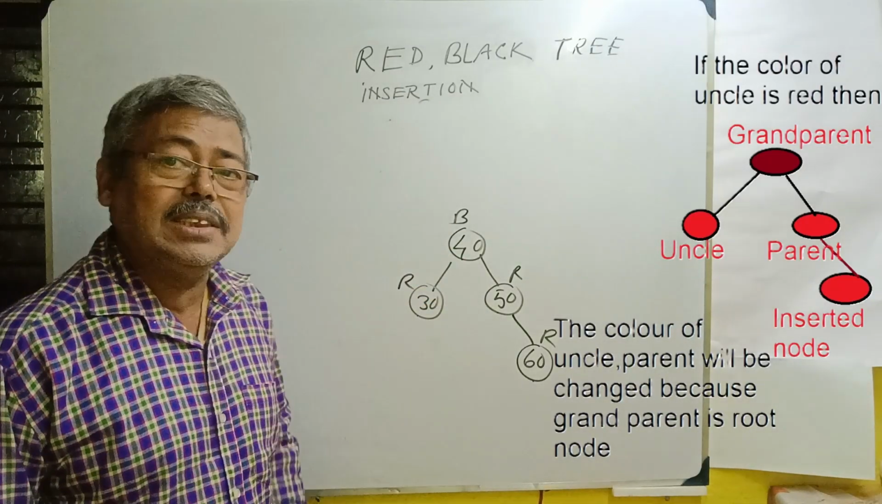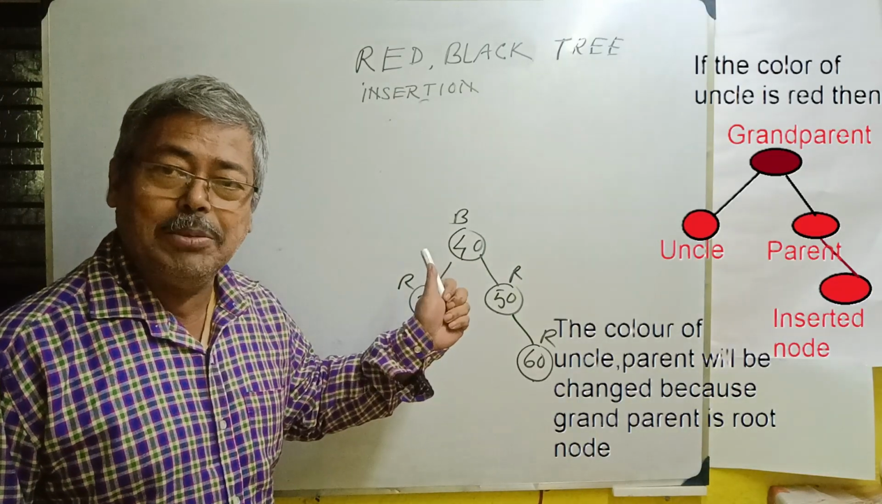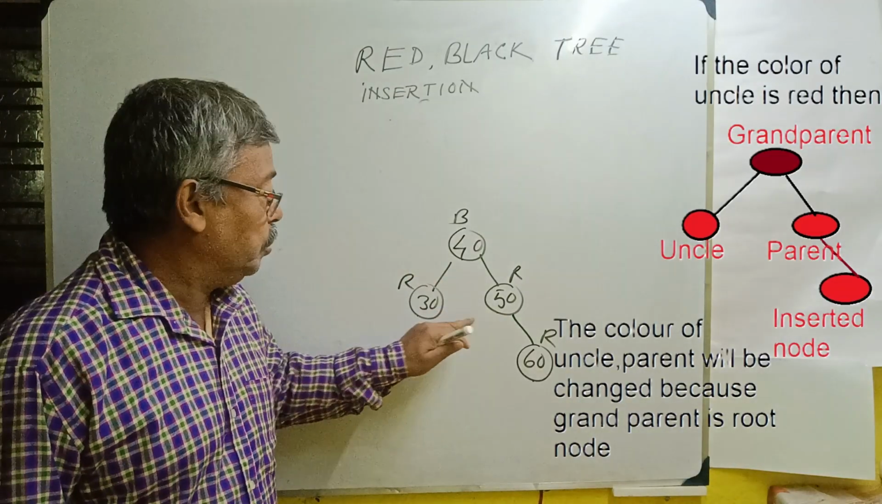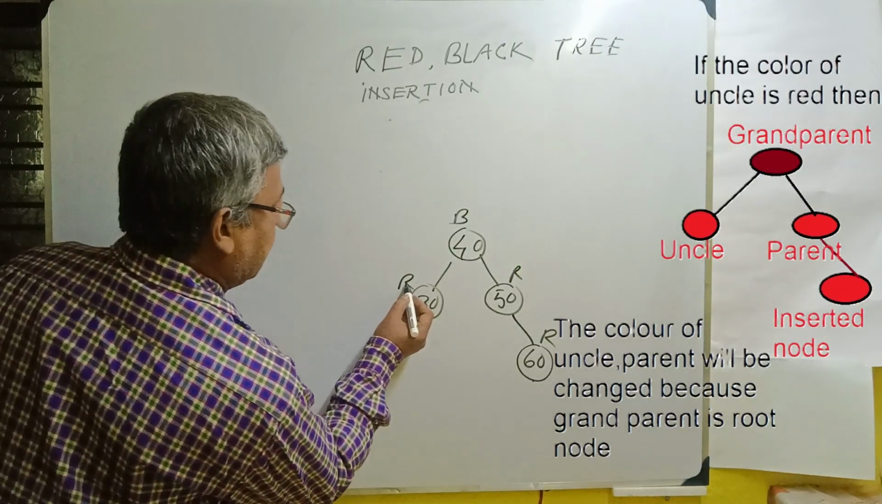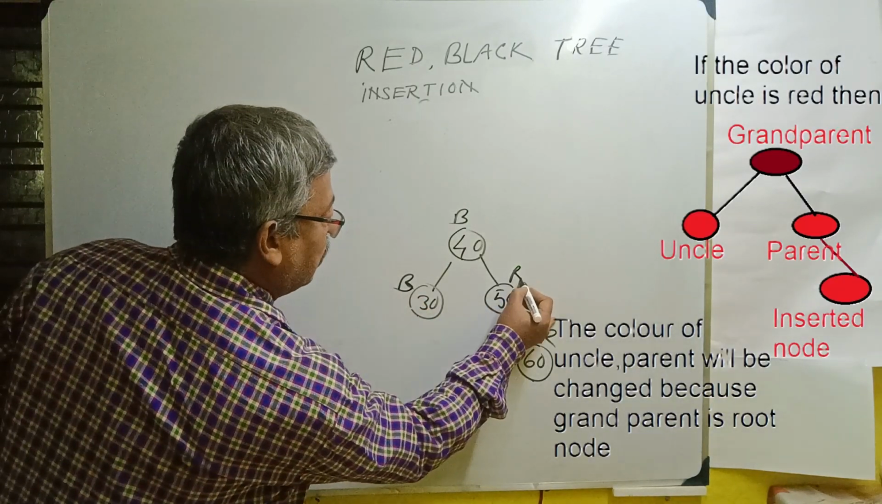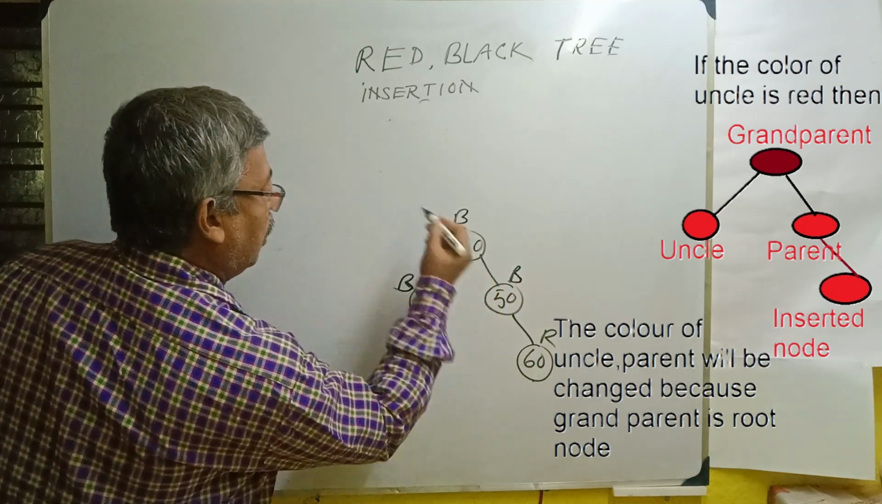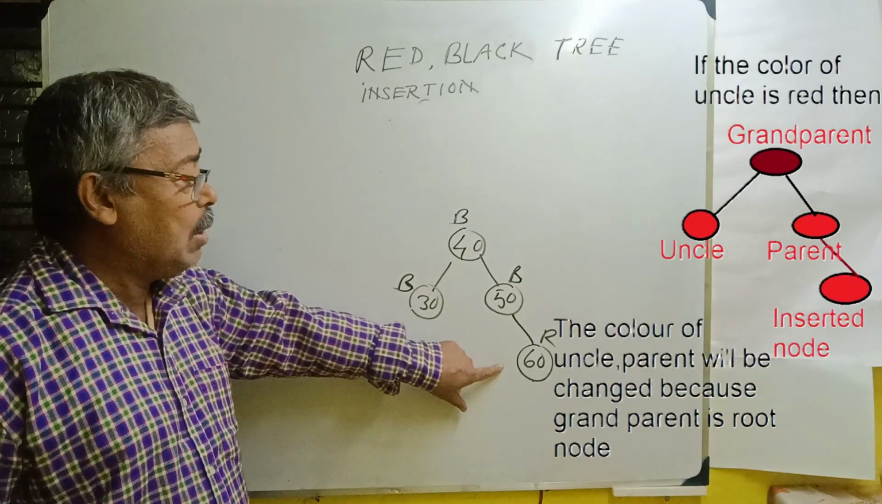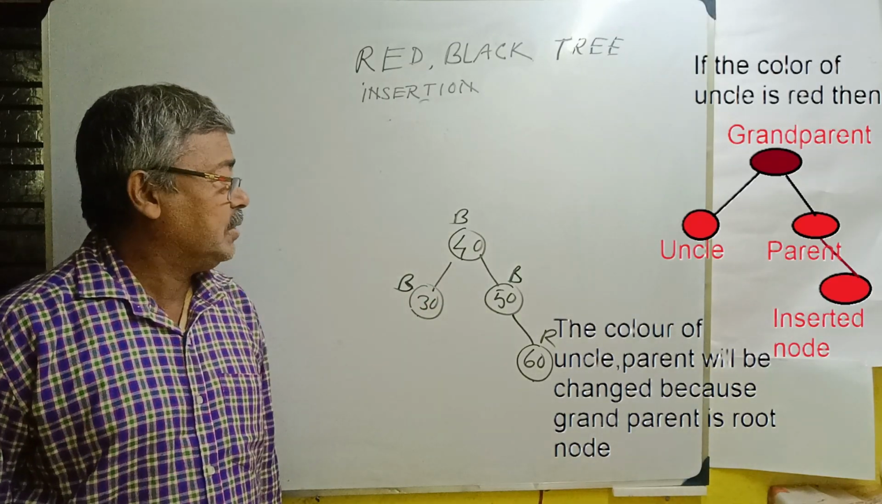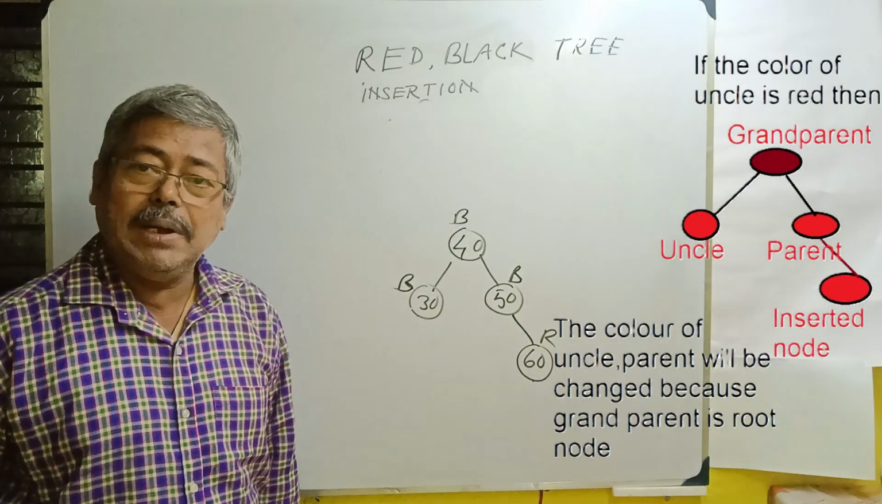If 40 is the root node, then the color of the root node will not be changed. Only the colors of 2 nodes, 30 and 50, will be changed. So they were red, they will be black. And the color of the root 40 will stay as it is. Now this is the final tree of the red black tree.